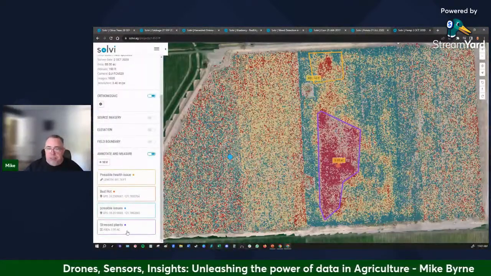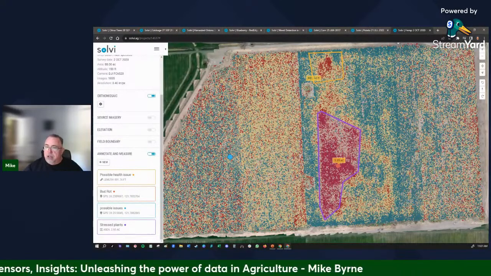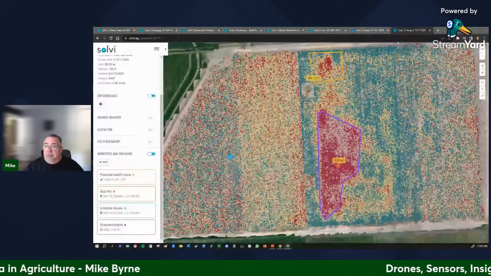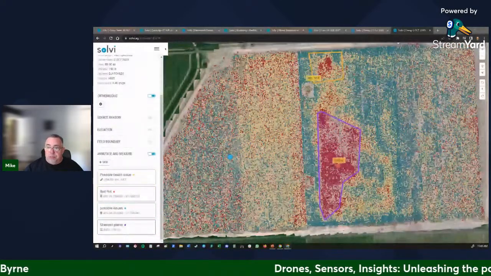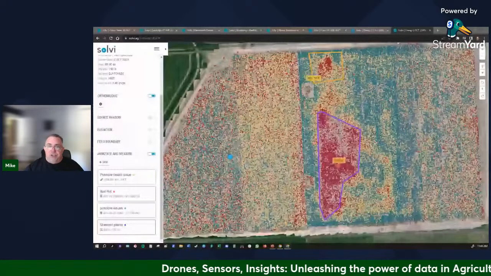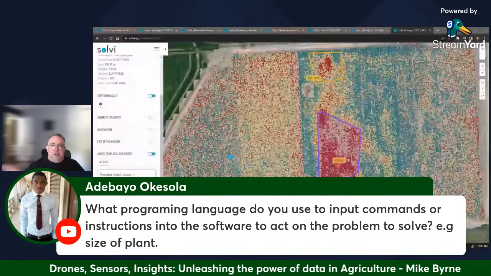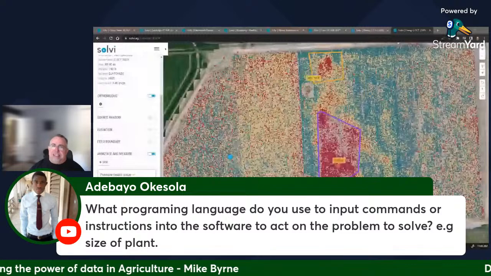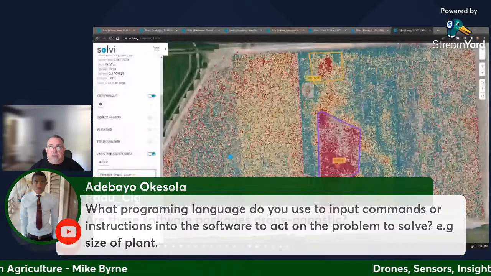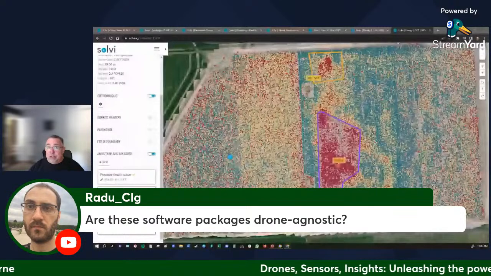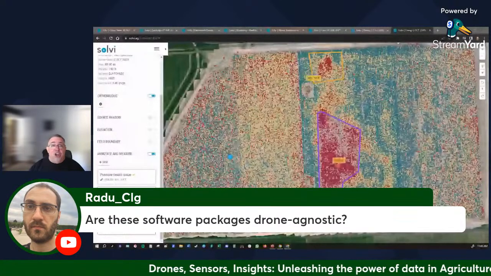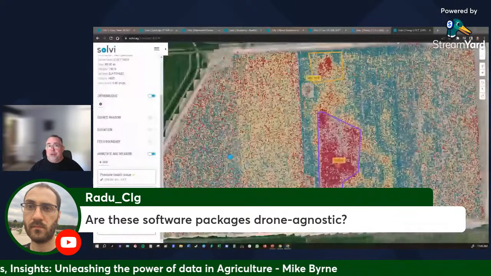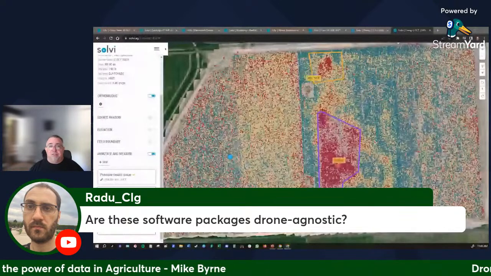So the next question would be, what programming language do you use to input commands or instructions into the software? Super easy. This platform, just like Agric, just like Picks for Fields, they're super intuitive and easy to use. So from a language platform, nothing. We could all train our grandmothers to use this software, really. You don't need to know a lot about technology in order to use this platform. It does it all for you.